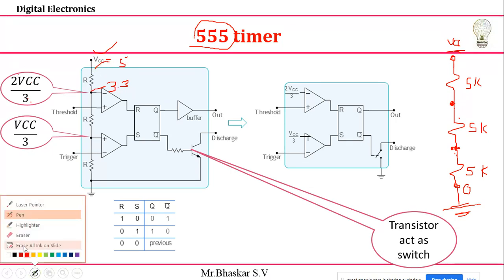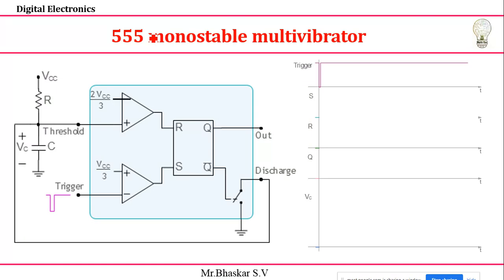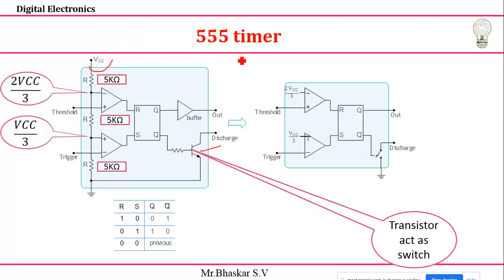Okay. Next, we discussed the transistor usage and this voltage divider network. I already told that we are going to use the 5 kilo ohm resistors. Next, I'll take the RS flip-flop. You should know this RS flip-flop operation. RS or SR flip-flop, both are the same.